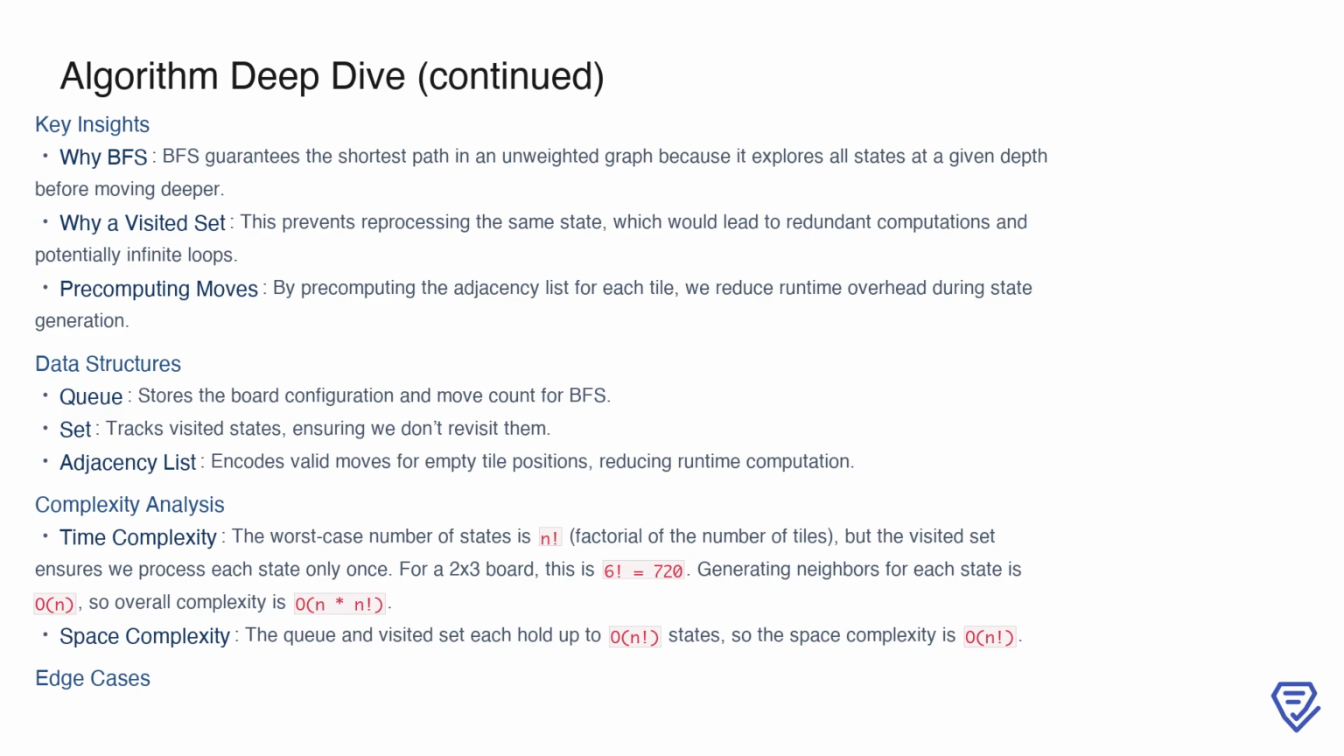For complexity, the worst-case number of states is the factorial of the number of tiles, because each state is a unique permutation. For example, a 2x3 board has 6! = 720 possible states. Generating neighbors for each state takes n time, where n is the number of tiles, so the time complexity is n*n!. The space complexity is also n!, as both the queue and the visited set can hold up to this many states. These insights guide us toward writing an efficient solution.